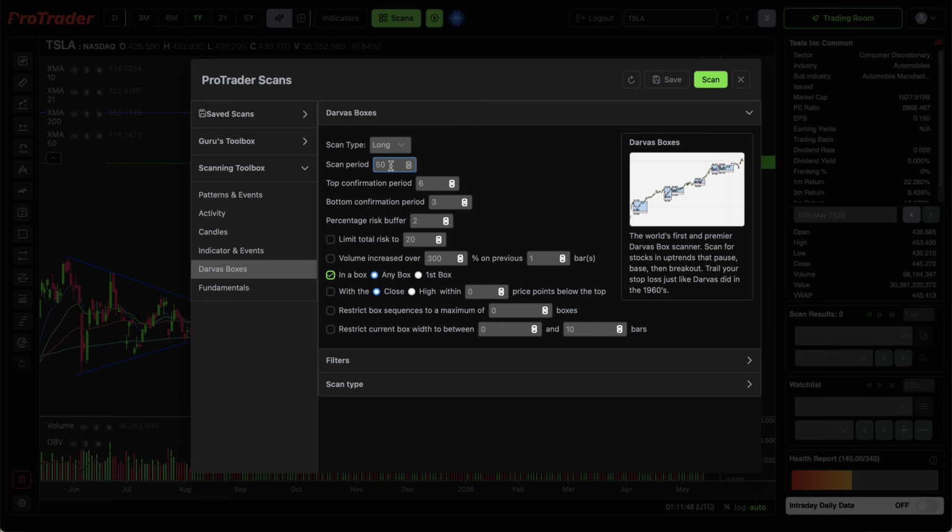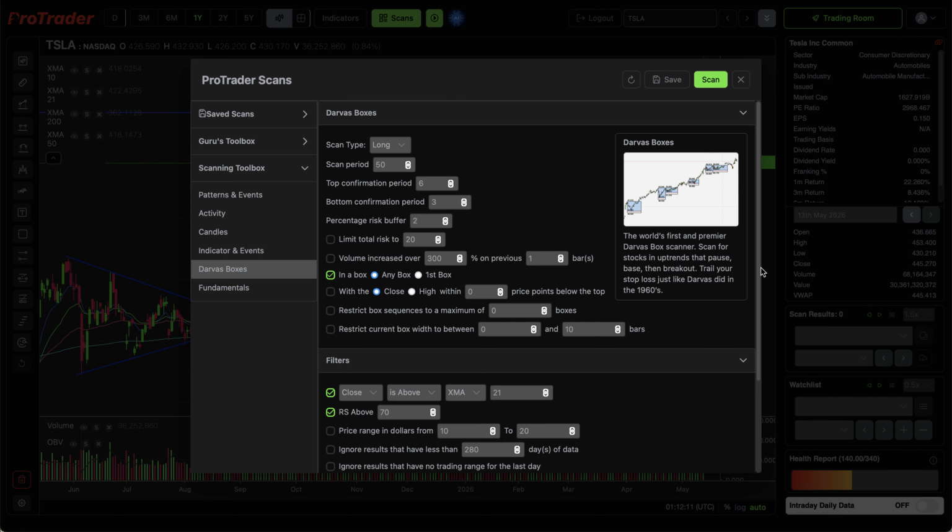So obviously if you're looking for a 200, you know, looking for a total blue sky setup, something that's made a 200-day high, and then it's based, that finds some amazing setups, okay? I found that MU trade that I've been talking about lately. Then I always click any box. Sometimes I will click first box, but usually I'm just looking for stocks in any Darvis box, okay?